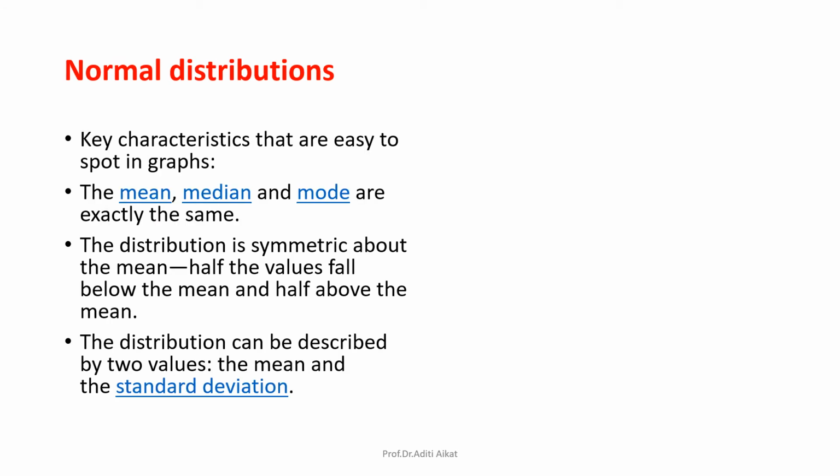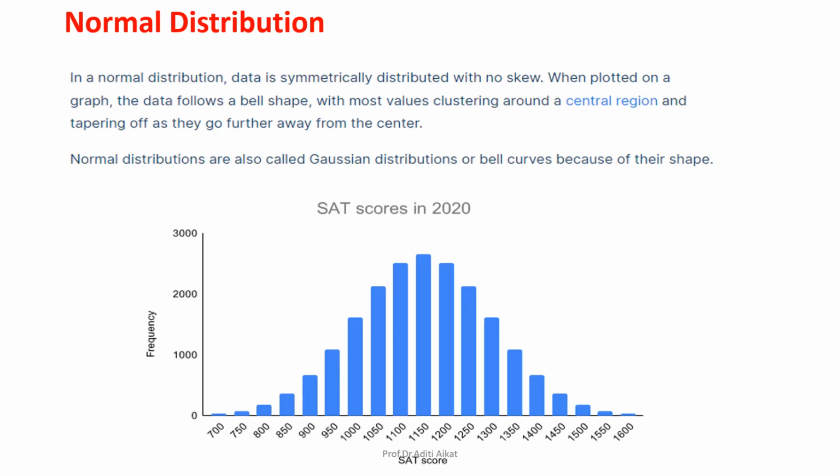So as we are talking of this normal distribution, let us try to assess what a normal distribution is. Well, the key characteristics of this distribution, that is how spread these observations are, are certain key characteristics that we spot in the graphs. That is, the mean, median and mode are exactly the same in this kind of distribution. And this distribution is symmetric about the mean. Half the values fall below the mean and half above the mean. The distribution can be described by two values, the mean and the standard deviation.